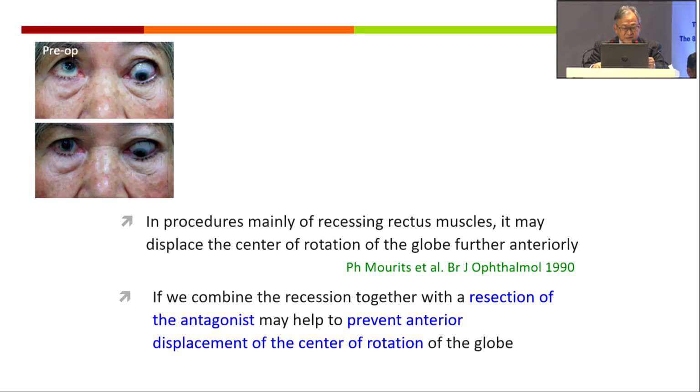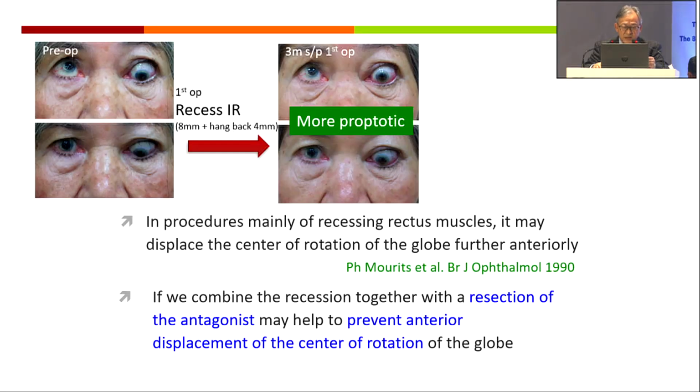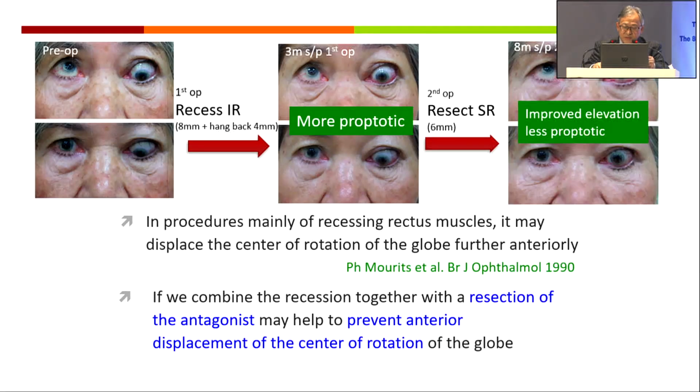Look at this 72-year-old lady, and she has a severe left hypertropia, and she received recession of the inferior muscle for her first operation, 8 millimeters and another 4 millimeters on the other side. After the operation, the left eye is still very hypertropic and even more proptotic, and there's no improvement of elevation in the left eye. And she received a second operation by resecting the superior muscle by 6 millimeters. You can see that her supraduction movement improved a lot, and also the eye was less proptotic.